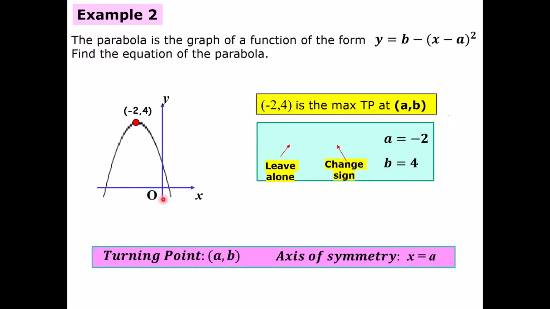So to create our equation, we have y equals 4 subtract (x plus 2) all squared. So we've changed the sign to make a plus, and we've kept the 4 the same. And then to find our axis of symmetry, straight down the middle, x equals -2. Okay, let's look at another example.